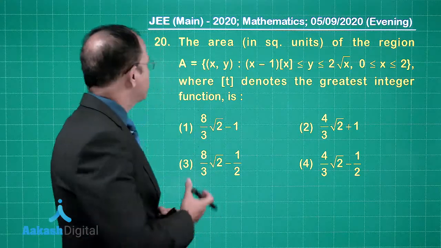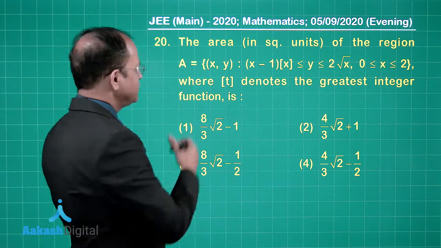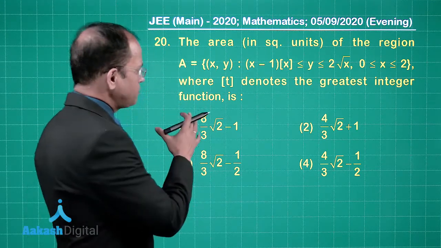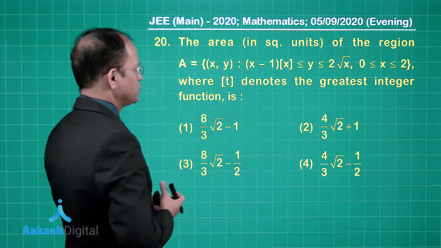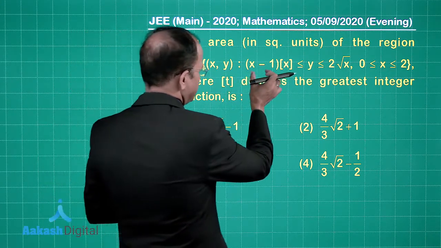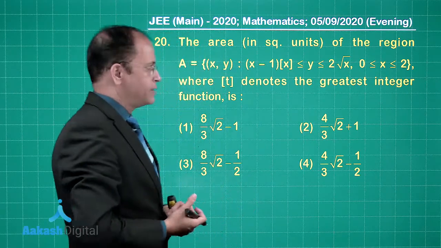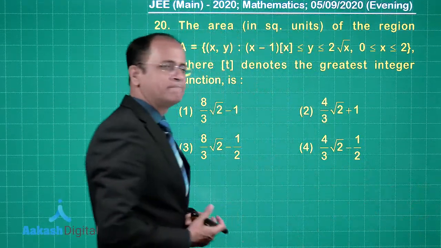Now friends, let's talk about question number 20, where the area needs to be found. This is a problem based on application of integrals, and it is a very common type of question where we use the greatest integer function and a parabola. So let's look at this problem and see how it can be solved.